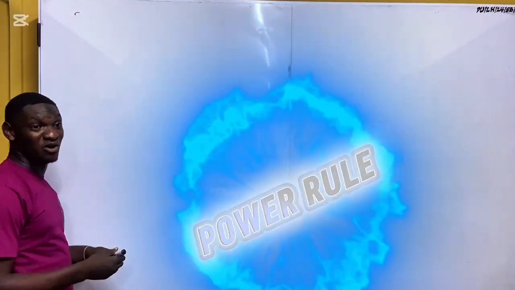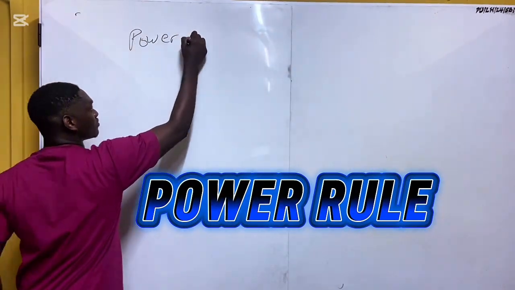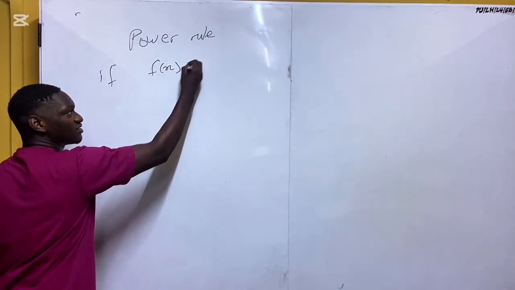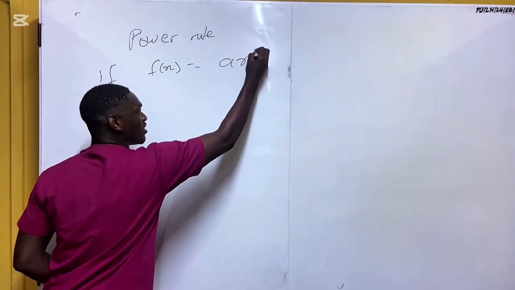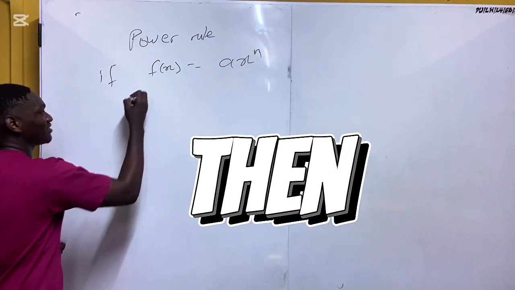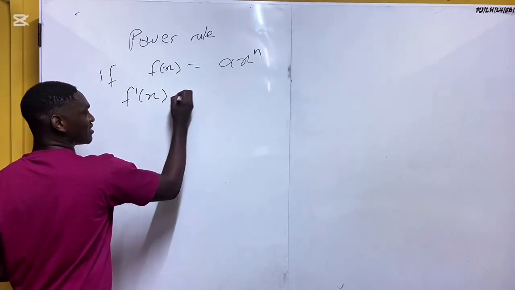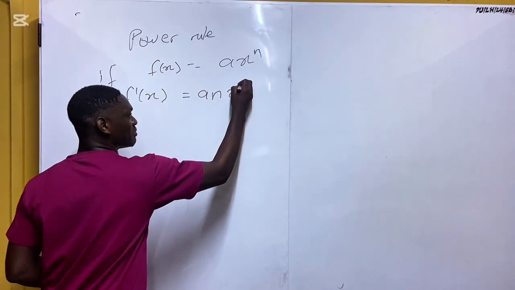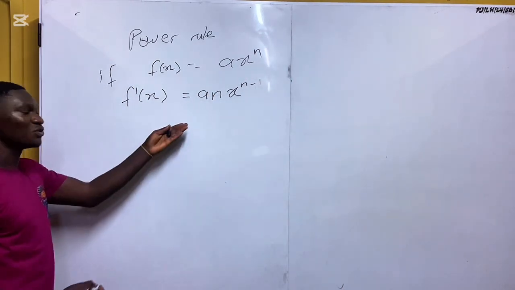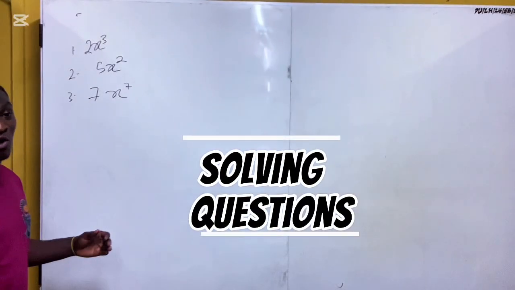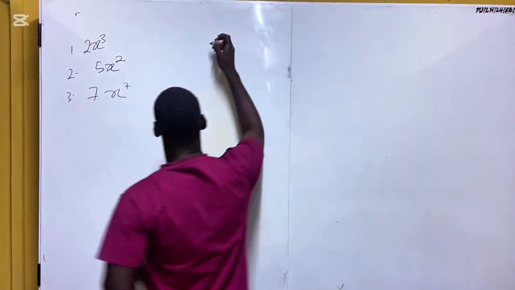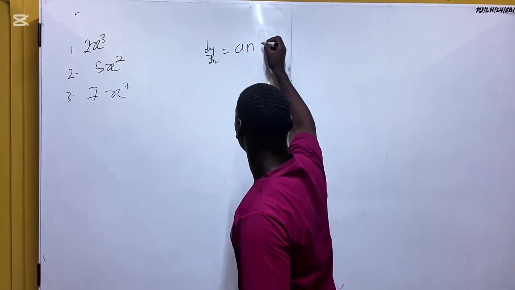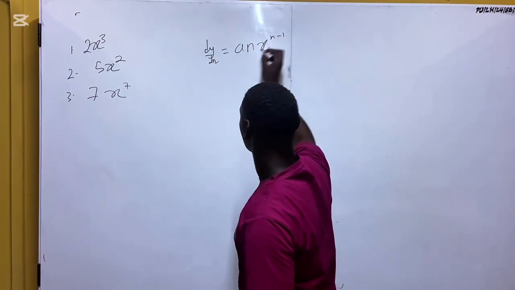The next thing is the power rule. If f of x equals ax to the power n, then f prime of x is equal to a n multiplied x to the power n minus 1. This is known as the power rule. So let's use the power rule to solve these questions. From the power rule, dy dx is equal to a n x to the power n minus 1.